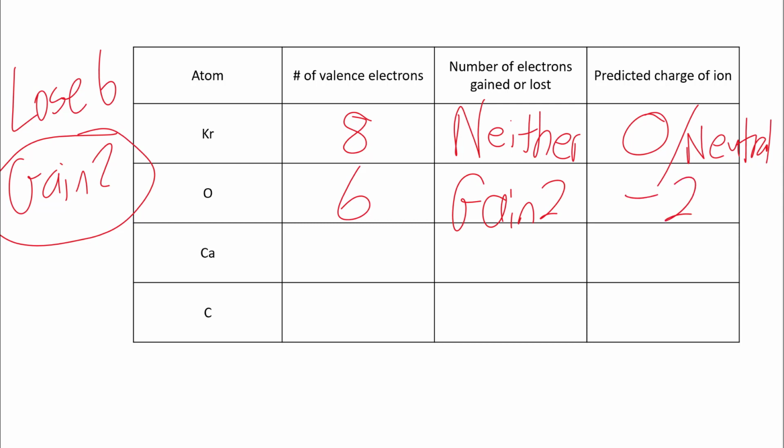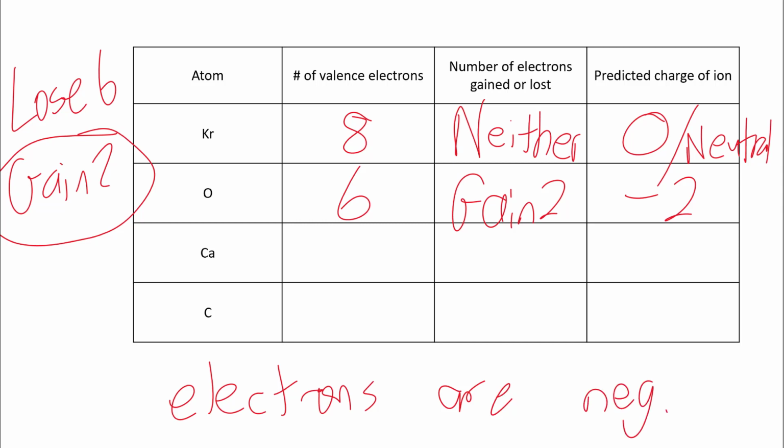Now, why is it gaining 2 to become negative 2? Because electrons have a negative charge. So if you gain 2 things that are negative, the atom becomes negative. If it loses things that are negative, it becomes positive, which is the next example.